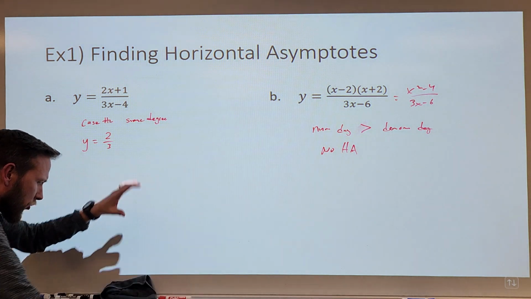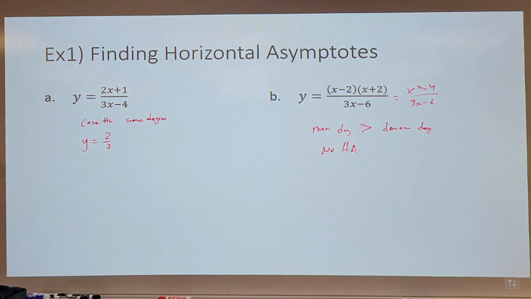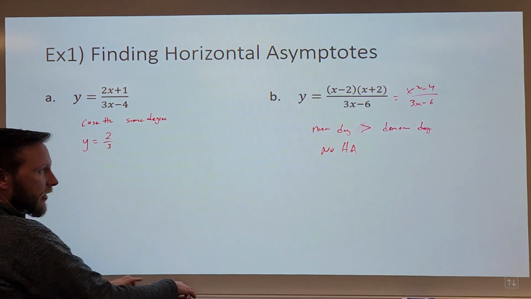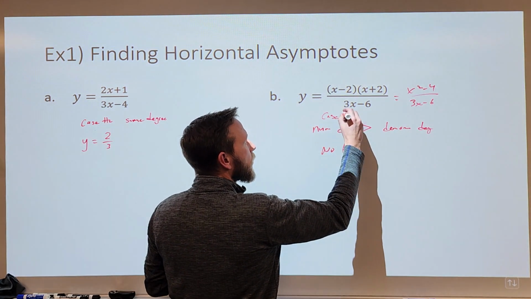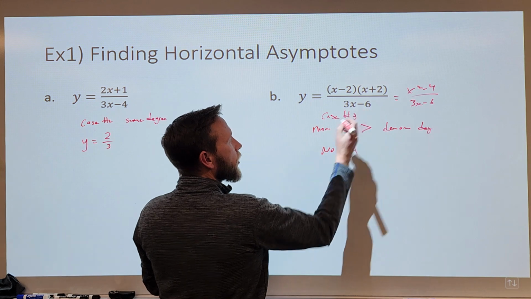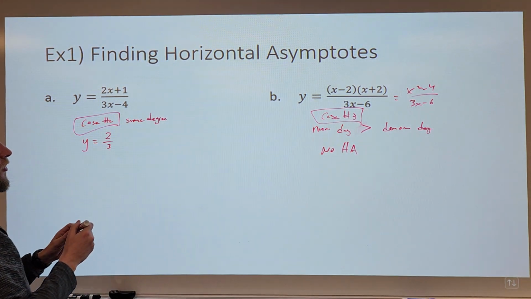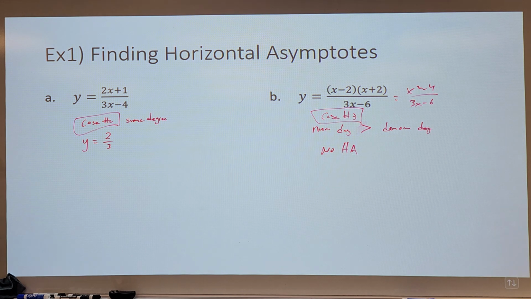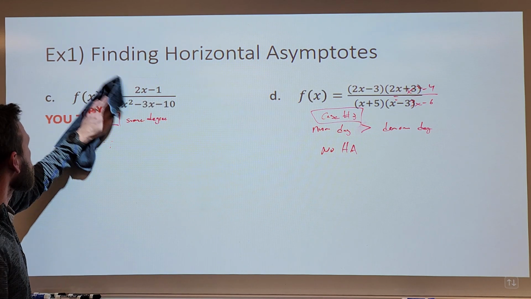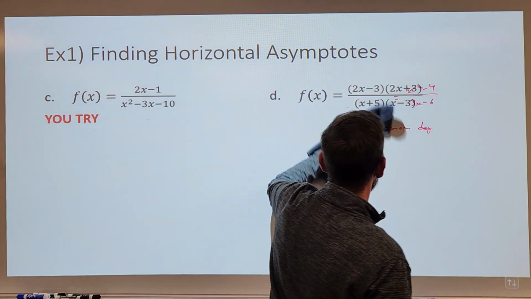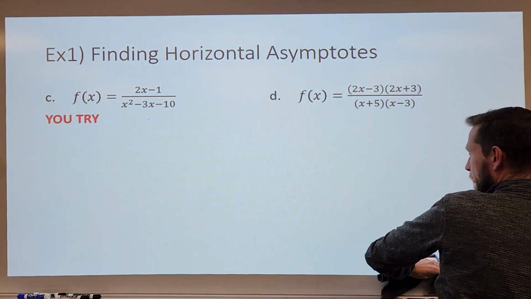All right, pause the video if I'm going too quickly. Replay some of that if we need better explanation. But that is case number 3. I should write that here. Case number 3. Case number 3. And so make sure that you have that so that you can reference case 1, case 2, case 3. And then that will help you determine how you're going to make this judgment call to know what the horizontal asymptote will be. I want for you to try letter C, and then I will do letter D.